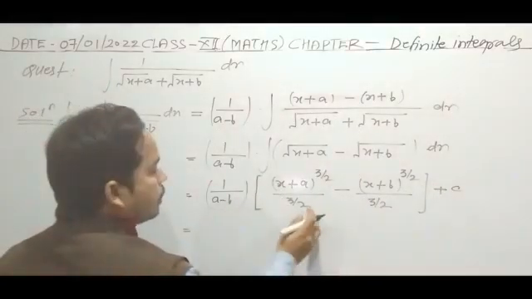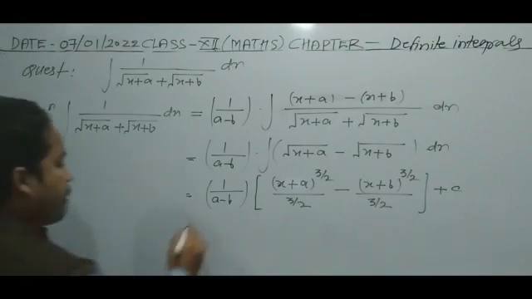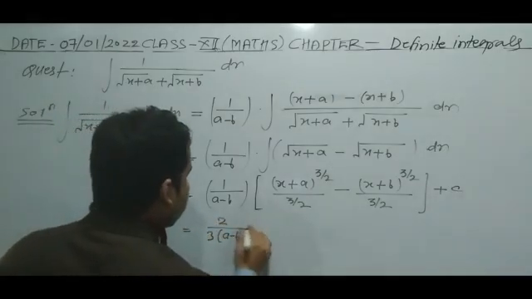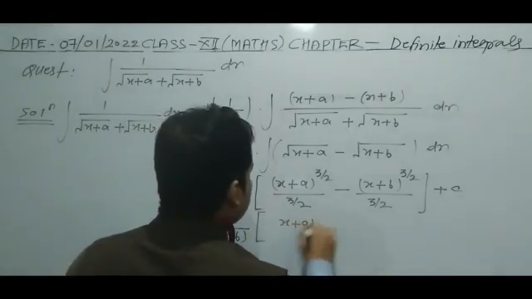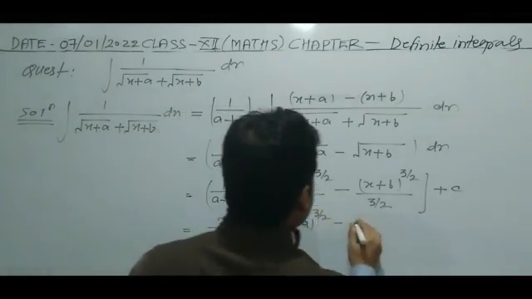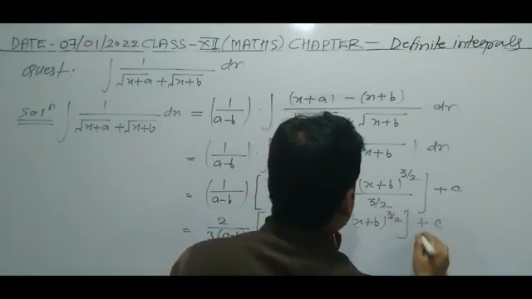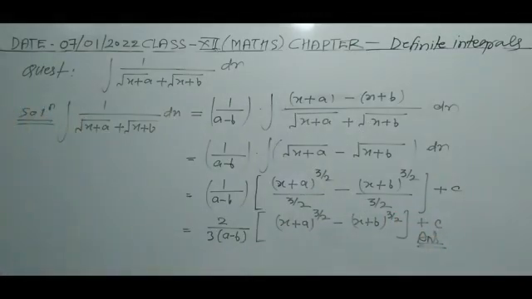So this result will be 1 by 2, means 2 by 3. 2 by 3 is common, so you can take 2 by 3 common. Now the result will be 2 by 3 into a minus b, in bracket x plus a power 3 by 2 minus x plus b power 3 by 2, now plus c. Now this is the answer. Now you can see.